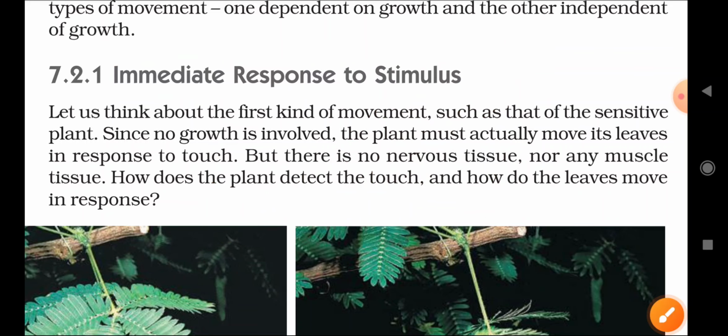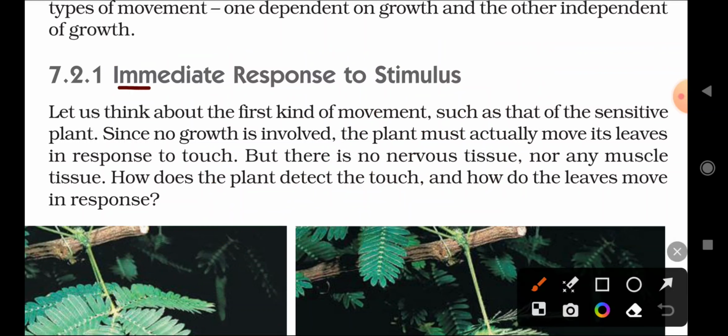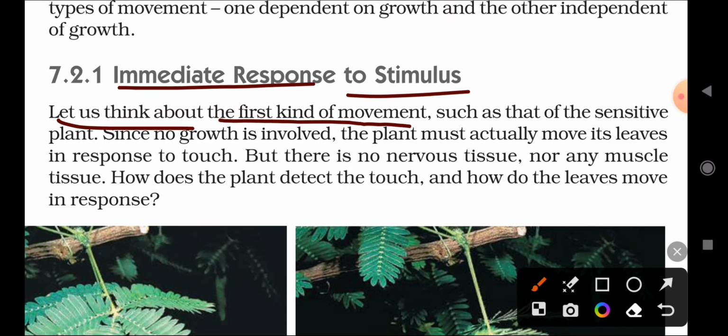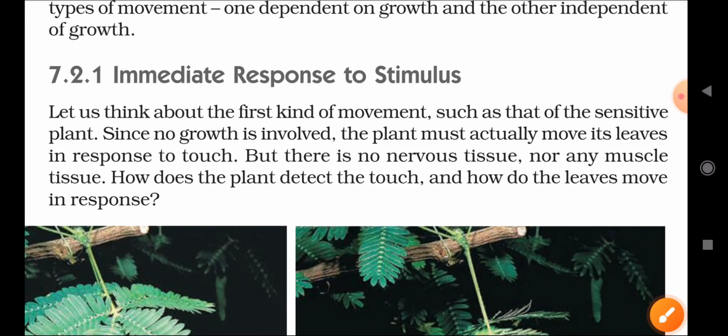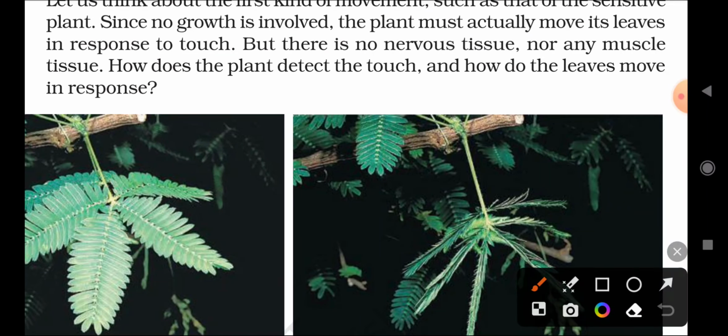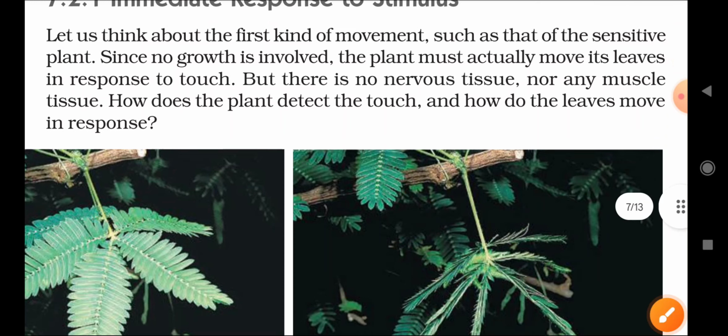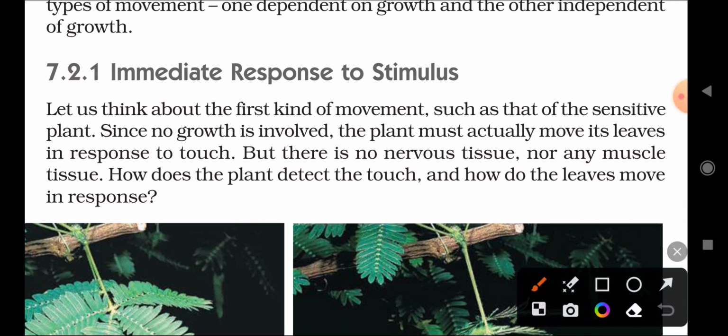How the plant responds to changes in the environment is what we have to study here in immediate response to stimulus. Let us think about the first kind of movement, such as the sensitive plant. If we touch the sensitive plant, it suddenly changes its shape. Since no growth is involved, the plant must actually move its leaves in response to touch.